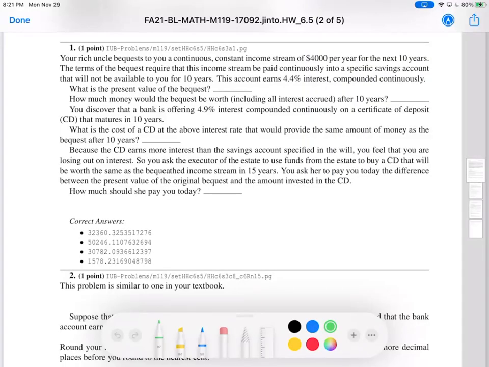This one is the application of definite integral to economics problem. Okay.